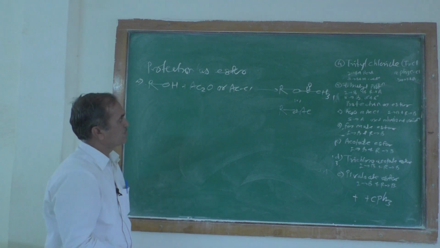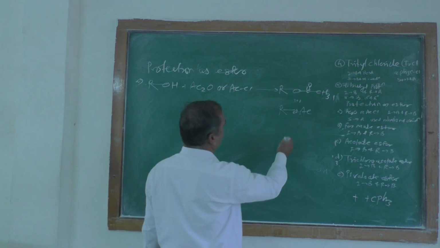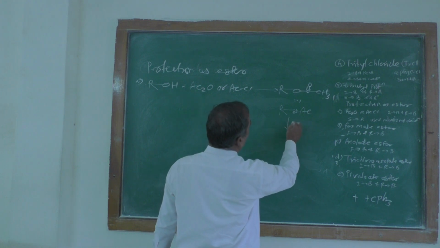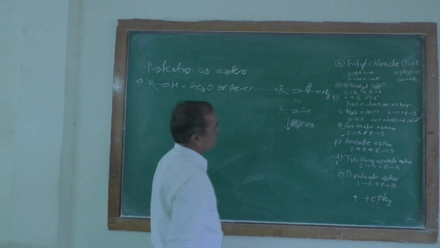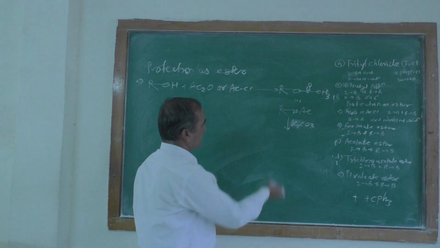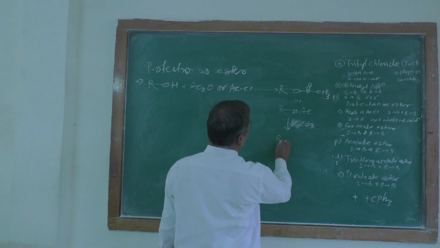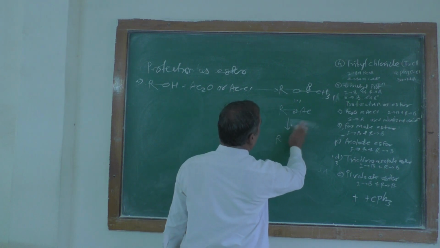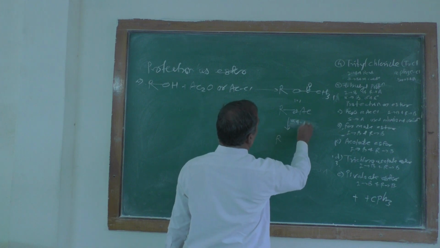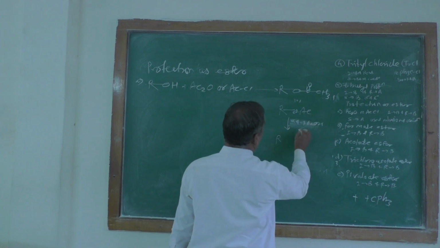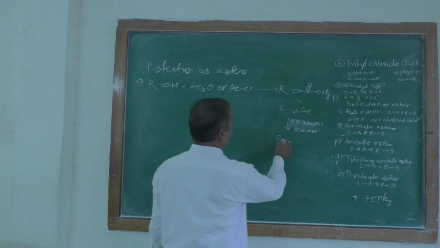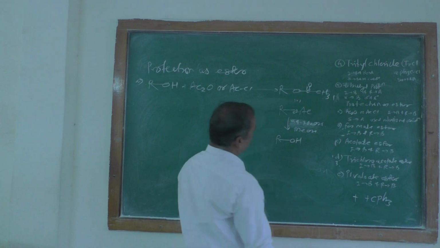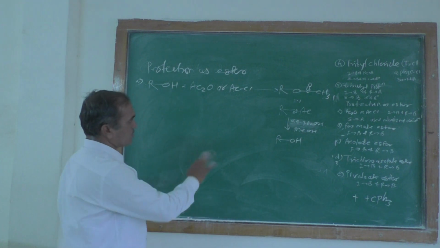So we can write it this manner, and now this is further treated with a base, you can use pyridine, or K2CO3, a weak base, or you can use aqueous sodium hydroxide in presence of methanol or any alcohol. What do you get? The compound we are going to get is the alcohol. So that is the simplest.